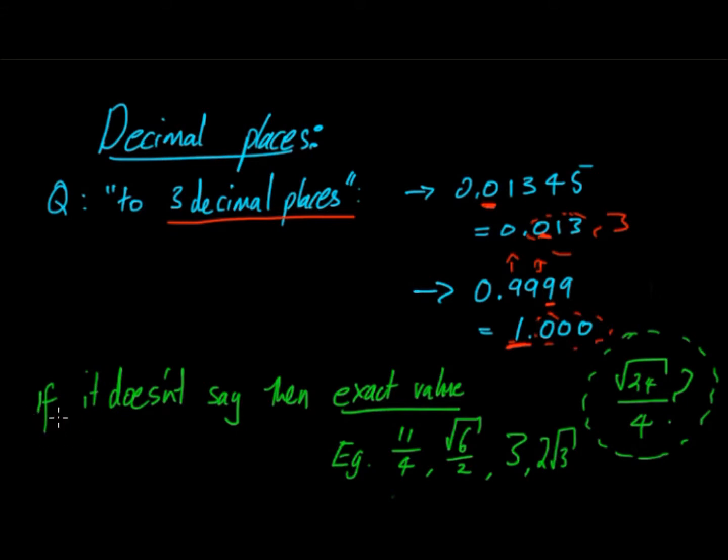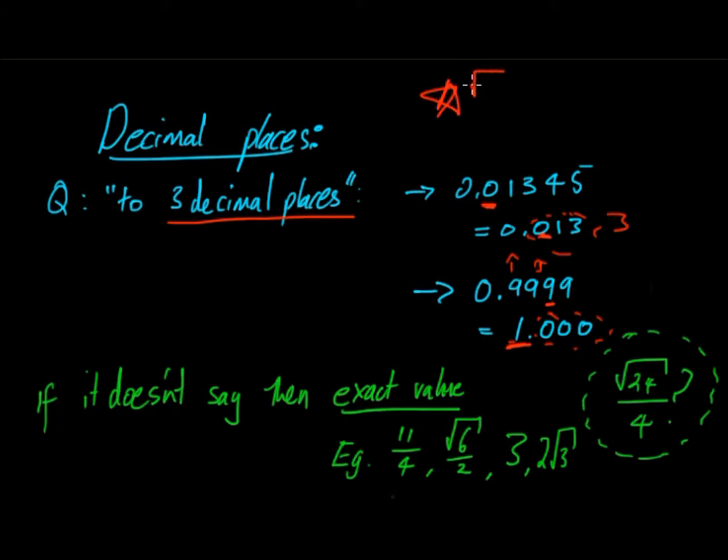And then if it doesn't say a number of decimal places, you have to give it as an exact value. So an exact value, here are some examples: 11 on 4, so basically not decimals. 11 on 4, root 6 on 2, 3, 2 root 3. So what about the square root of 24 on 4? Is that an exact value? This is an exact value. However, it's not in its most simplified form. So you wouldn't want to write that as your final answer, as you must simplify it first.